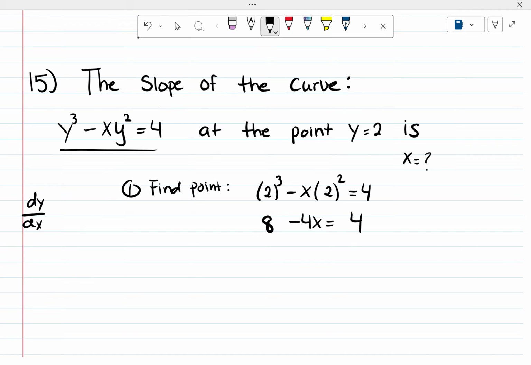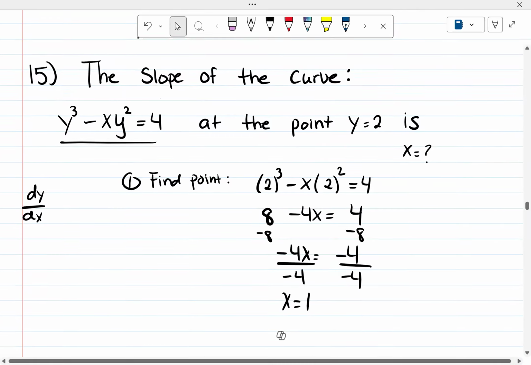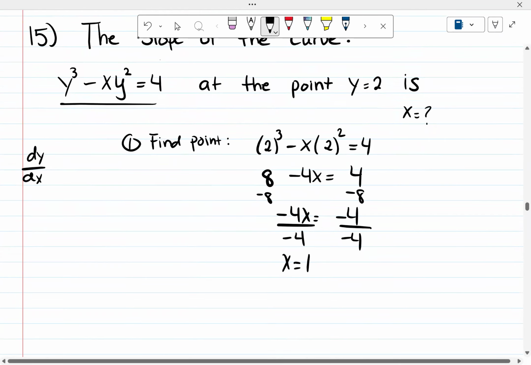And then continue solving for x. Subtract 8, and you get negative 4x. And 4 minus 8 is negative 4. Solve for x by dividing both sides by negative 4. And you get x equals 1. Okay, so we found the point. So our point is at 1, comma 2.